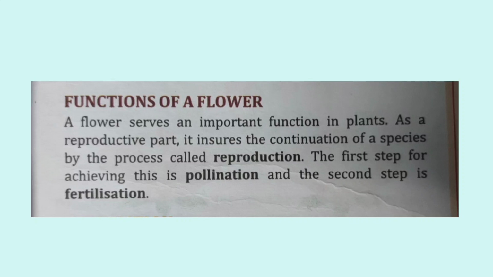If reproduction does not take place, then that certain species after a time is going to become extinct. For reproduction to occur, two steps are necessary. Number one step is pollination and another one is fertilization. Today we will be discussing just pollination. What is pollination? What are its types?